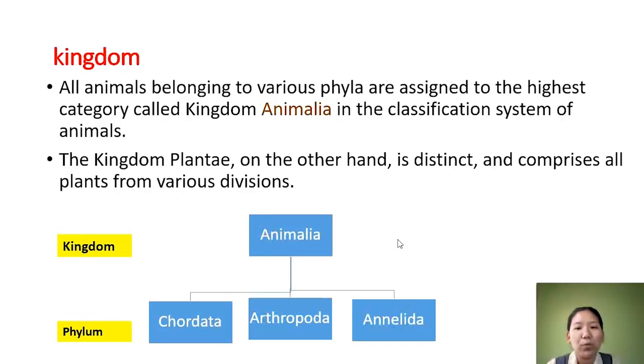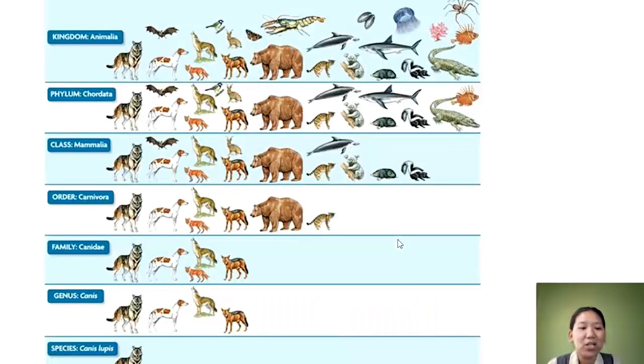When we talk about classification, we move from species to kingdom, and when we move from species to kingdom, we call it ascending order. If you look at the pattern here, if we move in ascending order from species to kingdom, you will find the similarities are lesser in number. And if you move from kingdom to species, there are more similarities.